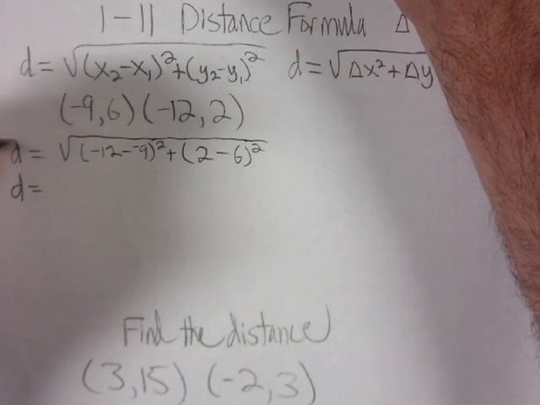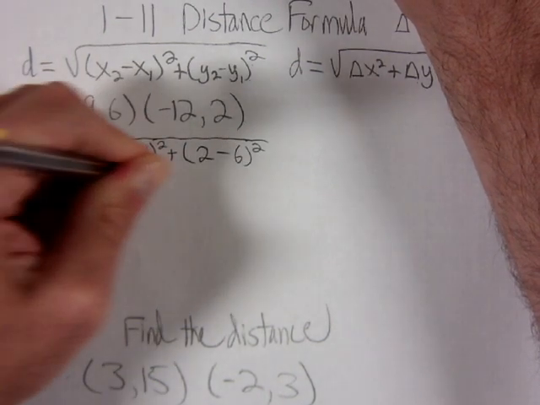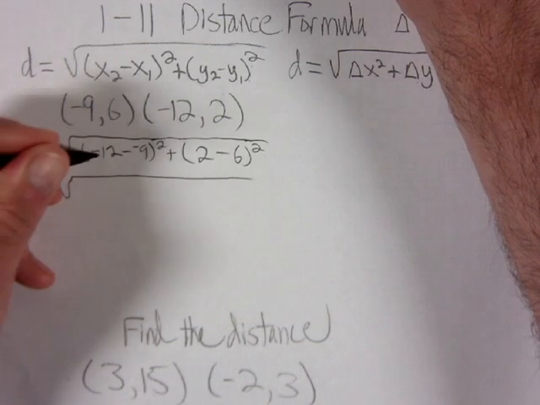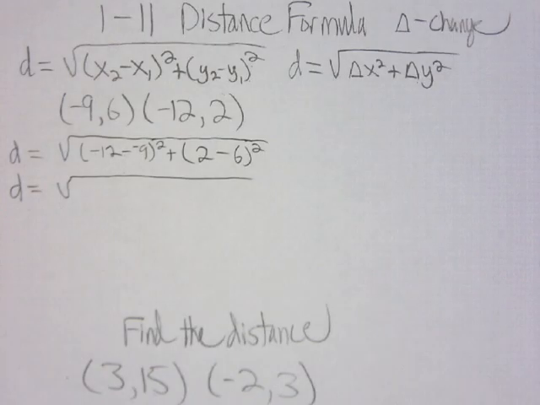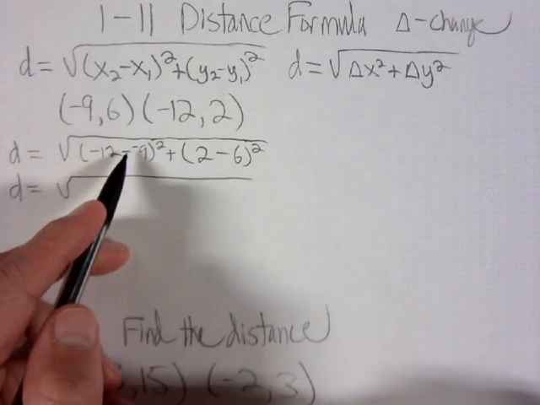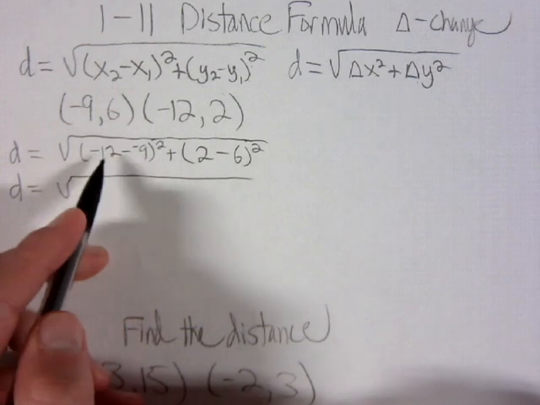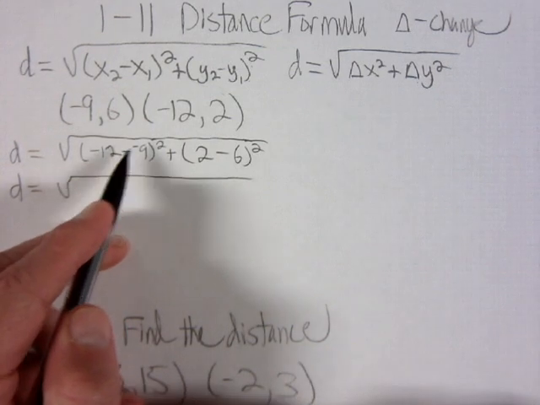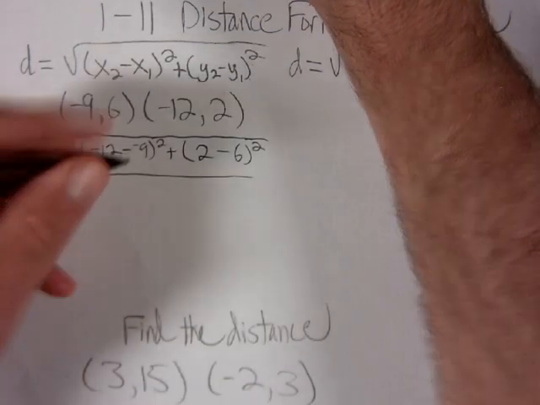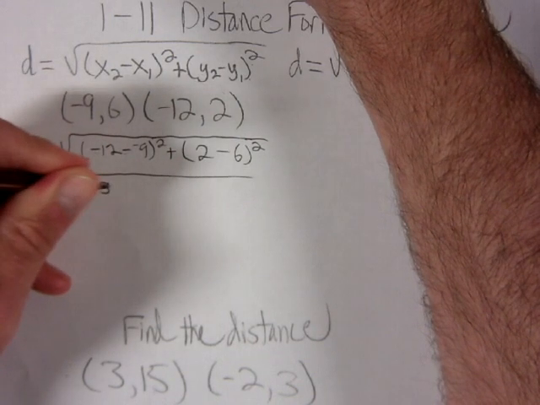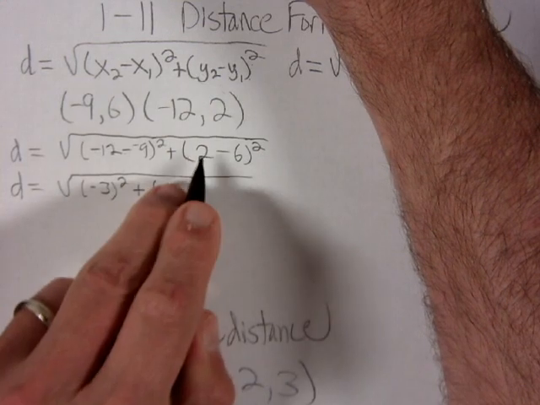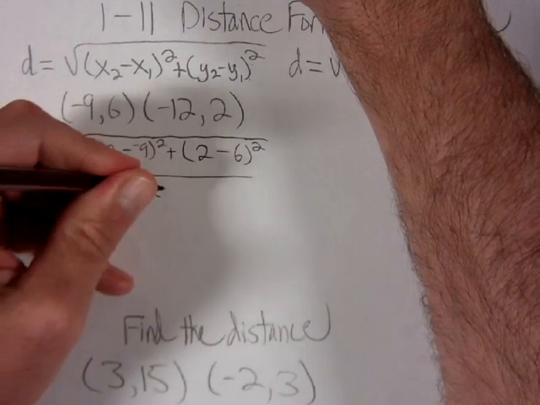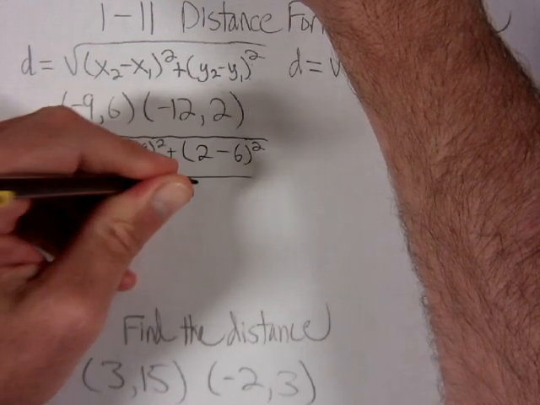We have a few steps now to simplify it down. And so negative 12 minus negative 9. Now remember, when you're combining like terms, you don't want 2 signs in front of the number. Just simplify it to 1 sign. Negative and negative make a positive. So that's really negative 12 plus 9, which is negative 3. So there's negative 3 squared plus, open another set, 2 minus 6 is negative 4. Close that, square it off.